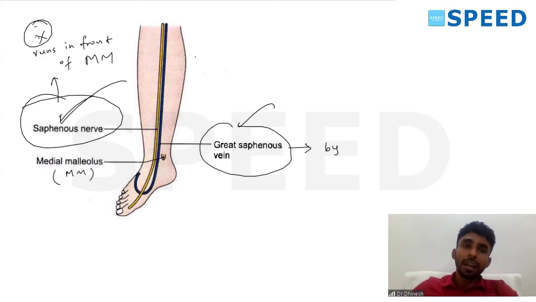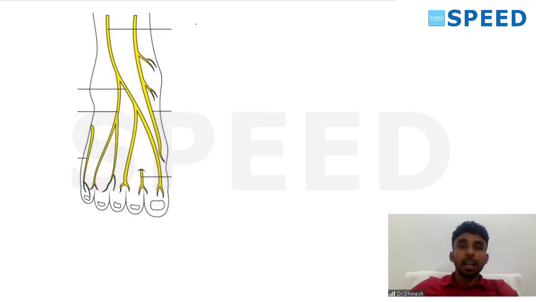And remember, this saphenous nerve is a branch of the femoral nerve. And what is the importance of the saphenous nerve? As you see, this diagram is showing the cutaneous innervation of the dorsum of foot.